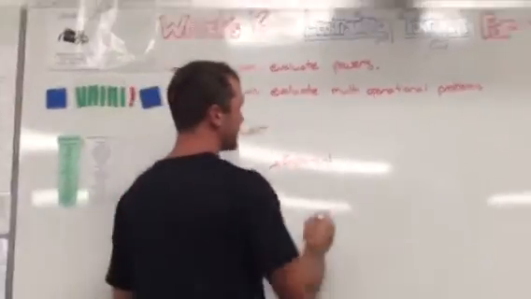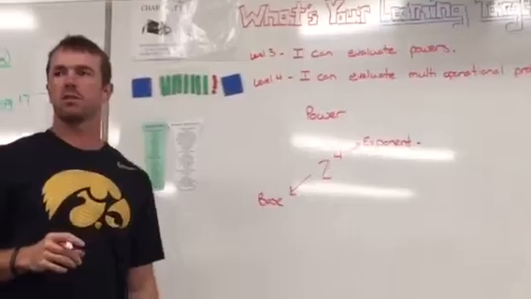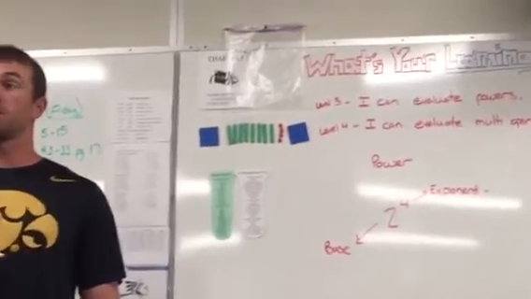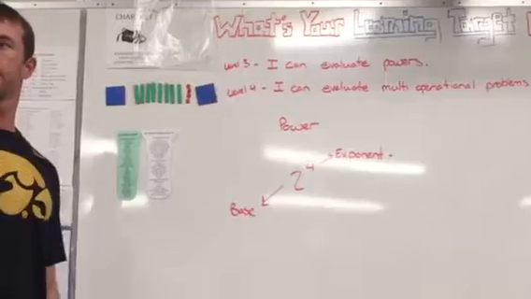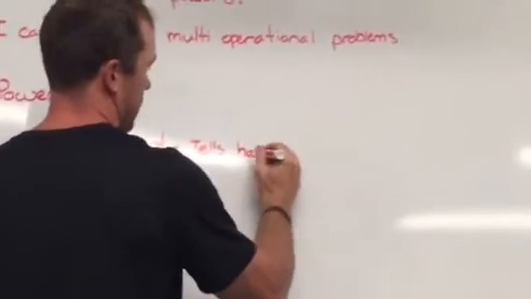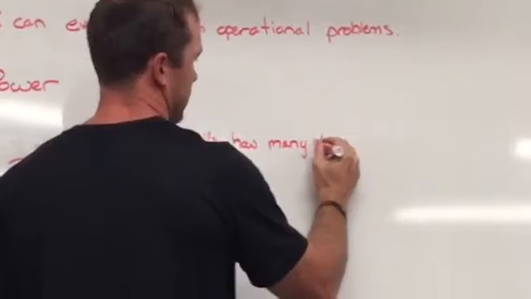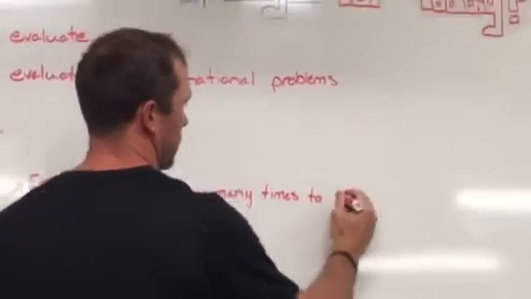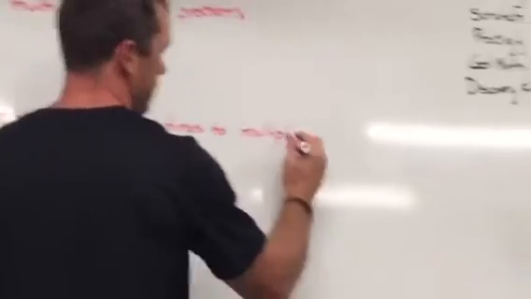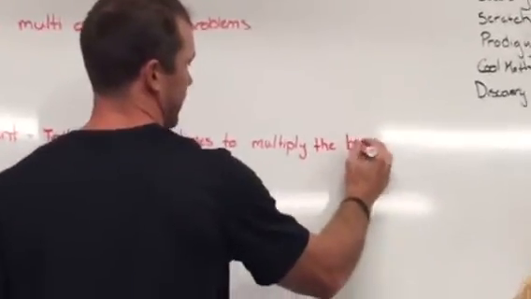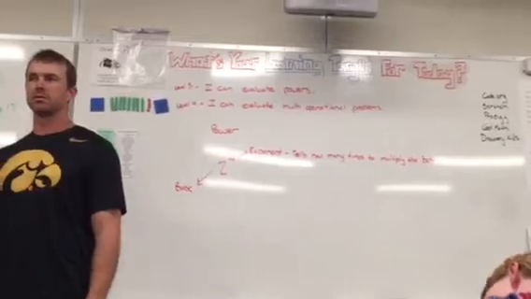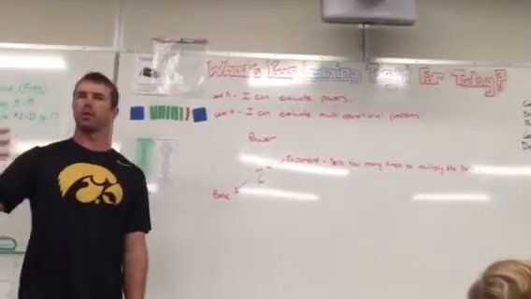The exponent. And what does the exponent tell us to do? What is the exponent telling us? Audrey? Multiply 2 4 times. So it's telling us how many times to multiply the base. And what is the base? The base is the... I'll just help you out. The base is the factor that we are multiplying.